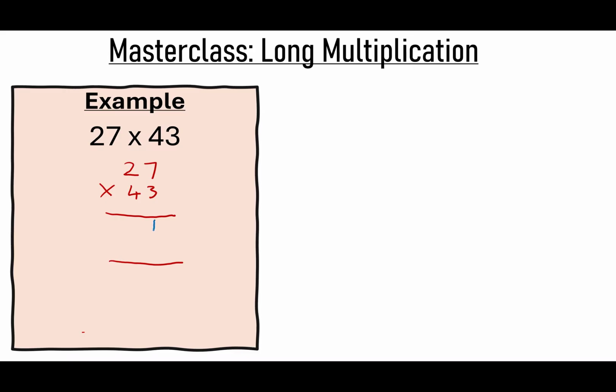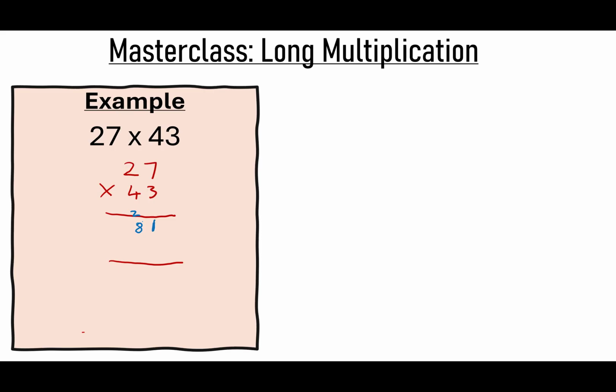So the 1 goes here, and then I like to put the 2 here to remind myself that I need to add that on. We're now going to do the 3 times the 2, which is 6. Then add the 2. So 6 plus 2 is 8. So effectively, what we've just done there is 27 times 3.